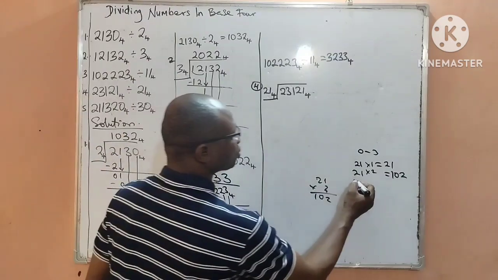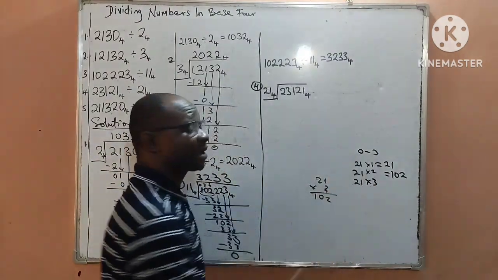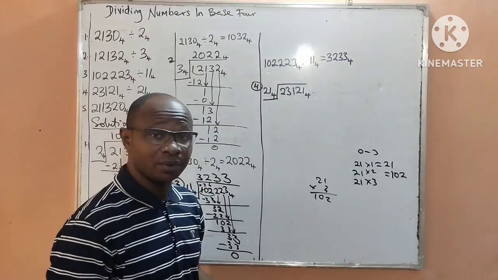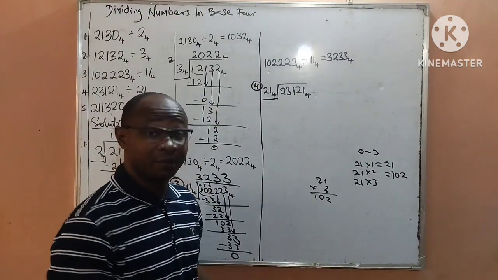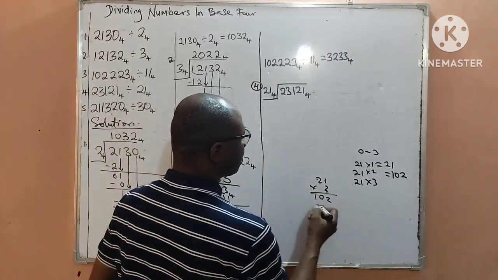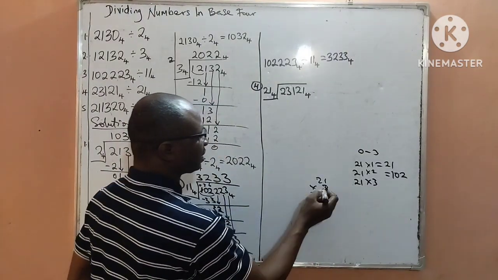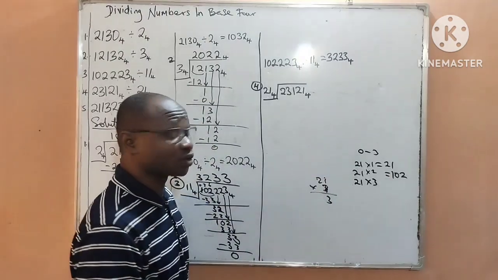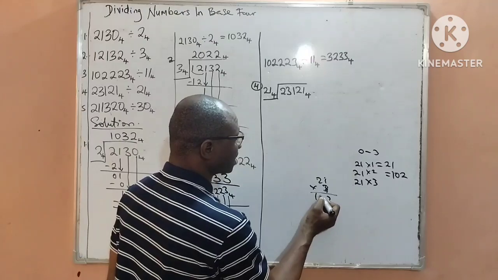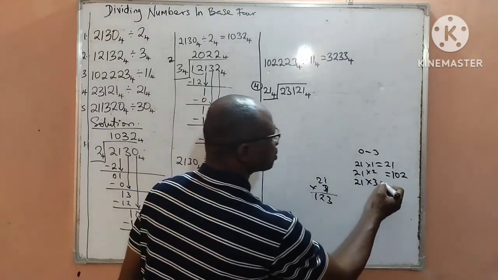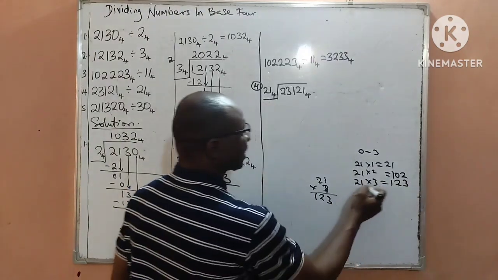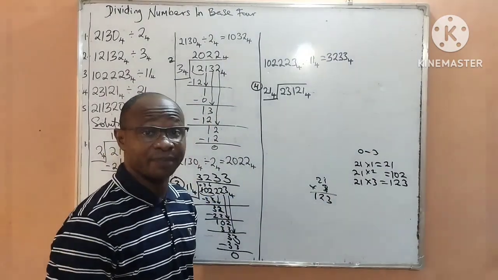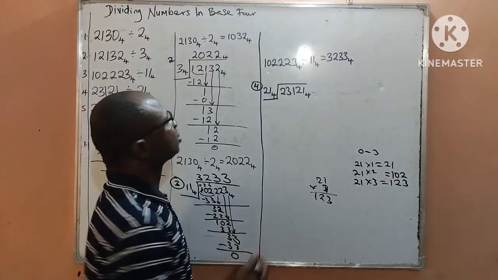Okay? Next is 21 multiplied by 3. We are multiplying by 21 because we are dividing by 21. So we want to get the multiplication table by 21 in base 4. Okay, so therefore, 21 by 3, 3 here is 3, 3 here is 6. We divide 6 by 4. It is going to give us 1, remainder 2. So that becomes 123. We can now stop at 3 because that is the maximum digit we can get to in base 4. Now we carry out the division.